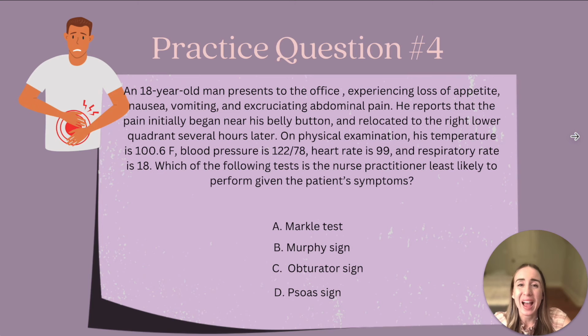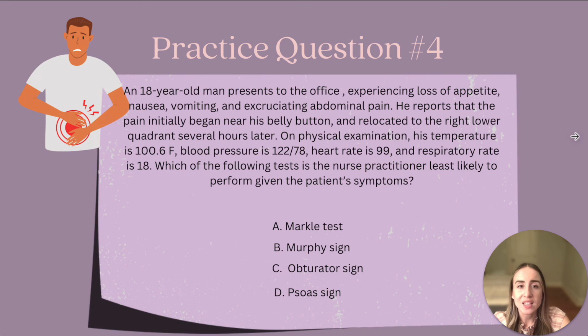Let's proceed to our last practice question that we are going to walk through together. An 18-year-old man presents to the office experiencing loss of appetite, nausea, vomiting, and excruciating abdominal pain. He reports that the pain initially began near his belly button and relocated to the right lower quadrant several hours later. On physical examination, his temperature is 100.6 Fahrenheit, blood pressure is 122/78, heart rate is 99, and respiratory rate is 18.